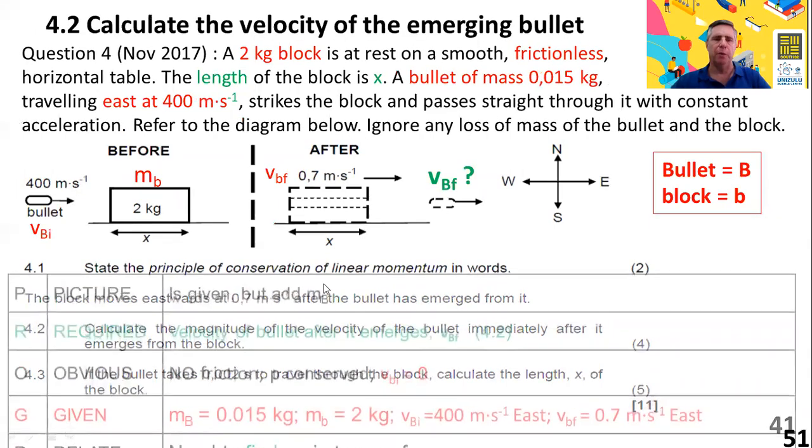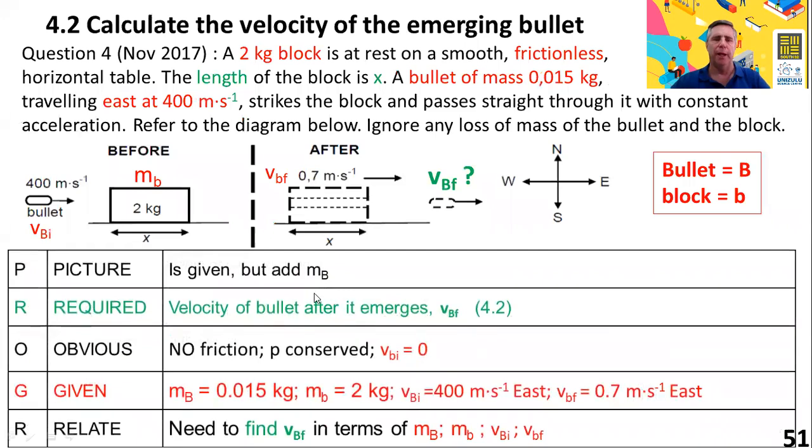So let's bring our progress method into play here. A picture is normally given in the exam paper. Don't redraw it, you're wasting time, but sometimes it helps to add things. Like the mass of the bullet was not given on the picture, I just added it so that all the information is there. I've used capital B for bullet and small b for block here.